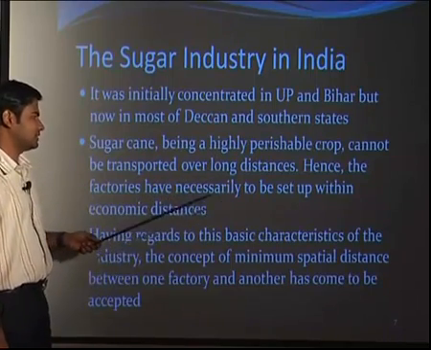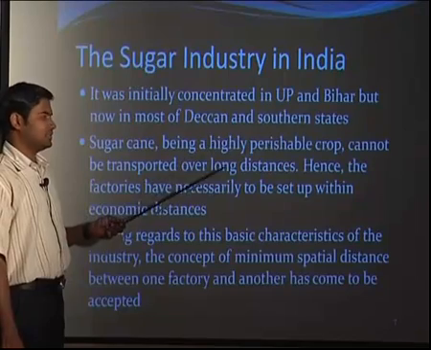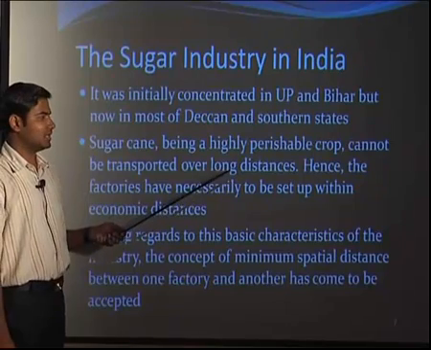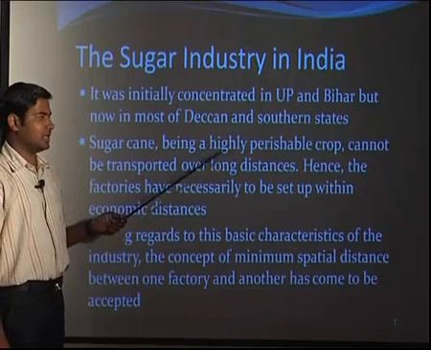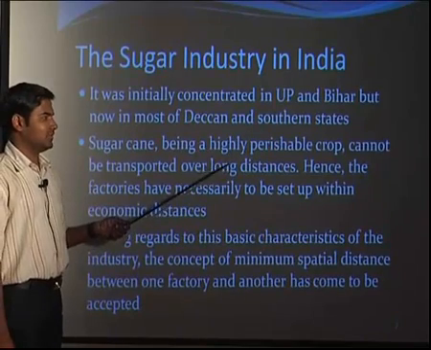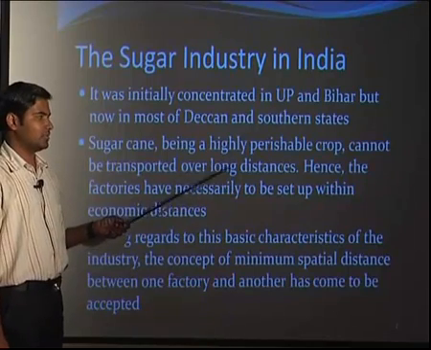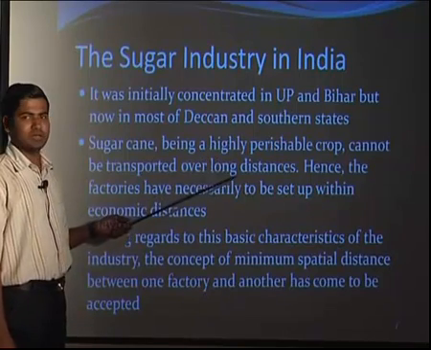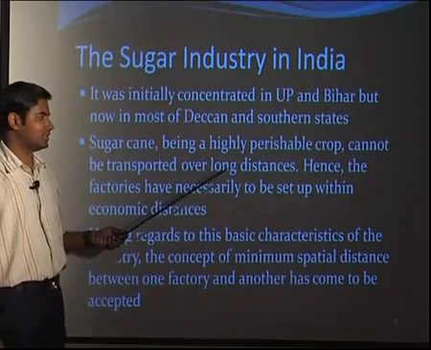Sugarcane, being a highly perishable crop, cannot be transported over long distances. Hence the factories have necessarily to be set up within economic distances. If sugarcane is transported over a long distance, the sugar content will ferment, and the sugar content will go on reducing as time passes. So it is necessary to set up a factory very near to the field, and if you have seen sugar factories, they are always nearby the crops. The fields nearby the factories will produce more and more sugarcane, and they directly transport it to the factories for the production of sugar.